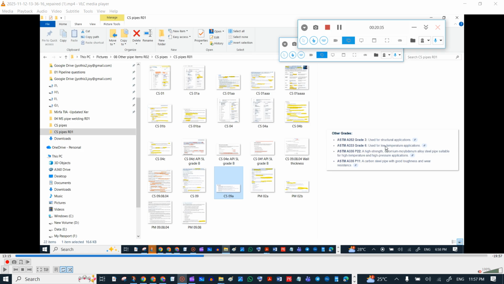Other grades of pipes are ASTM A252 Gr 3, used for structural applications; ASTM A333 Gr 6 for low temperature applications; A335 P22 for high strength chromium molybdenum steel alloy suitable for higher temperature or higher pressure applications; and ASTM A335 P11, a carbon steel pipe with good toughness and wear resistance.